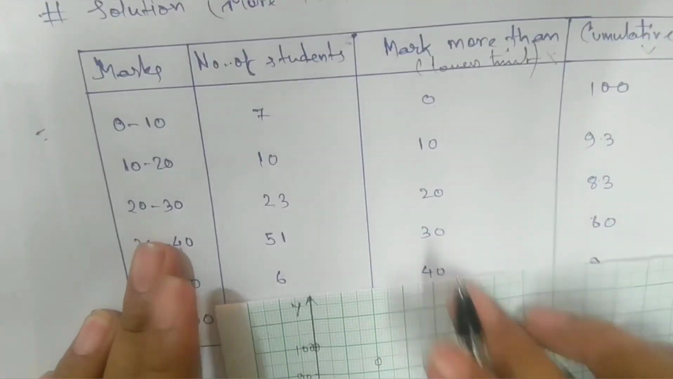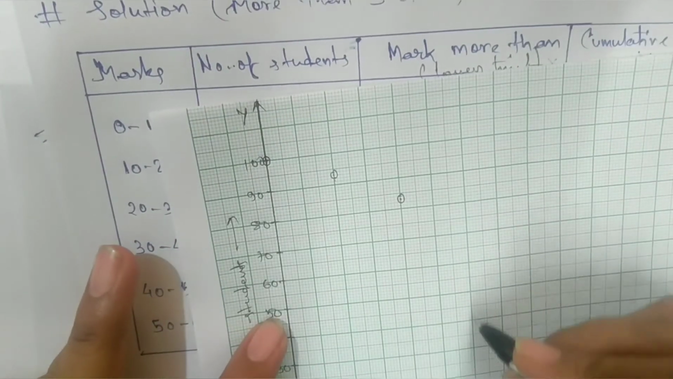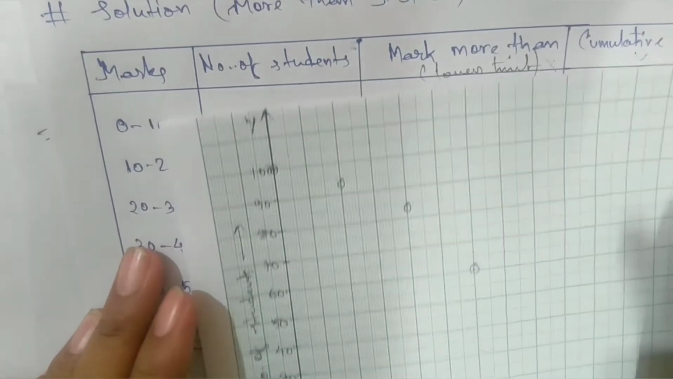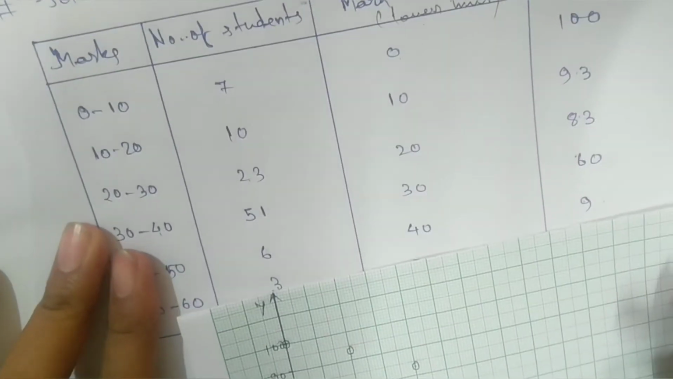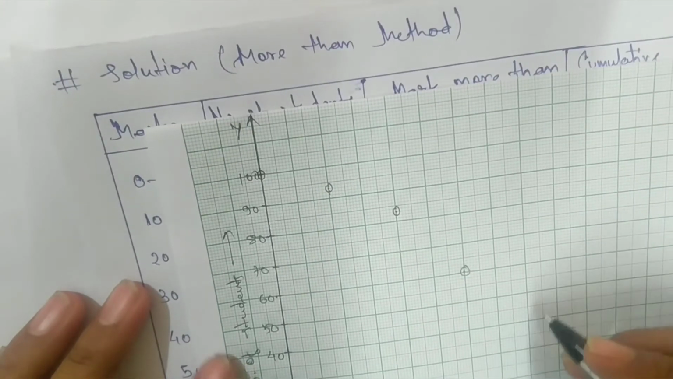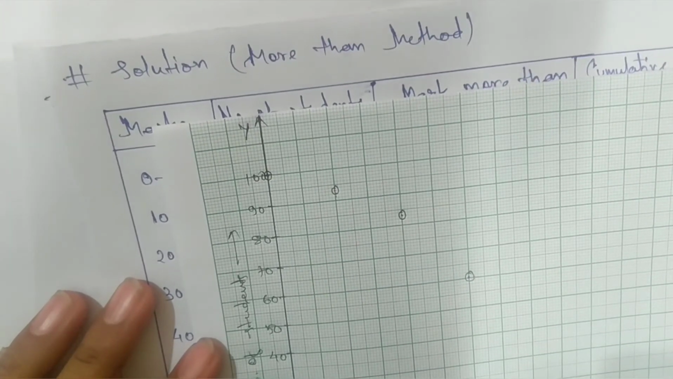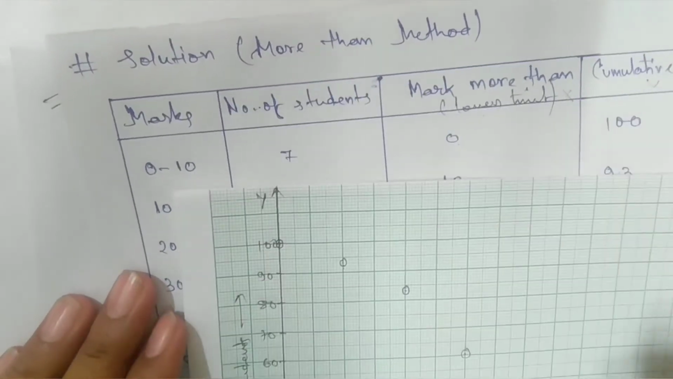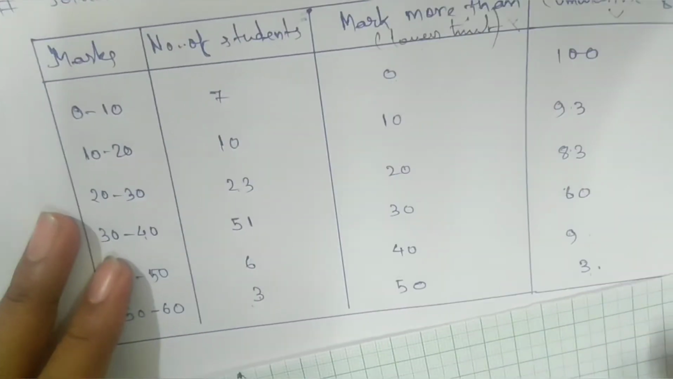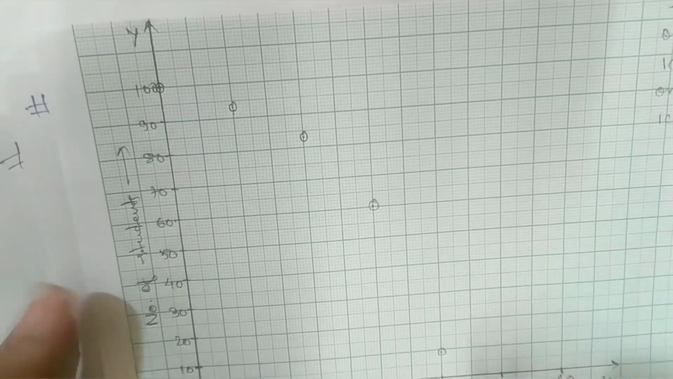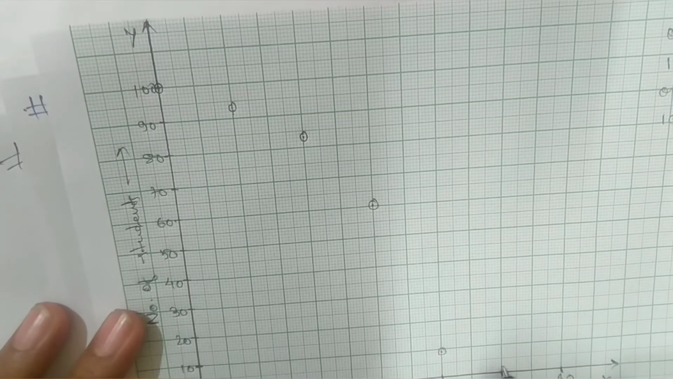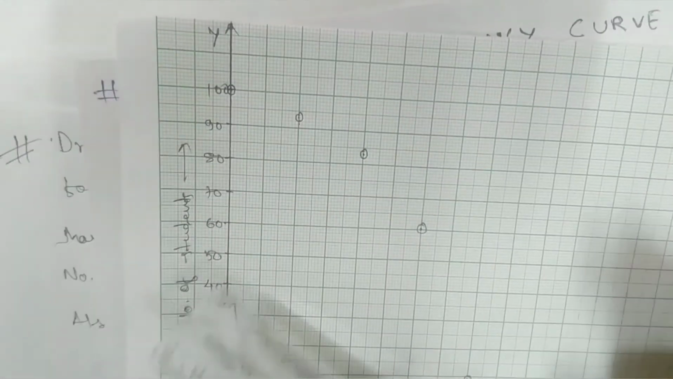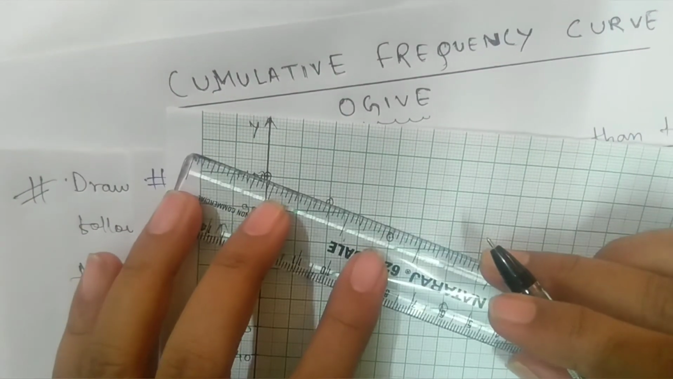Next 30 to 60, here we have 30 to 60. Next we're going to find 40 to 9. 9 is here, this will be your 40 to 9. Next is 50 to 3. So 50 to 3, here. Now we're going to join these one by one from top to bottom.